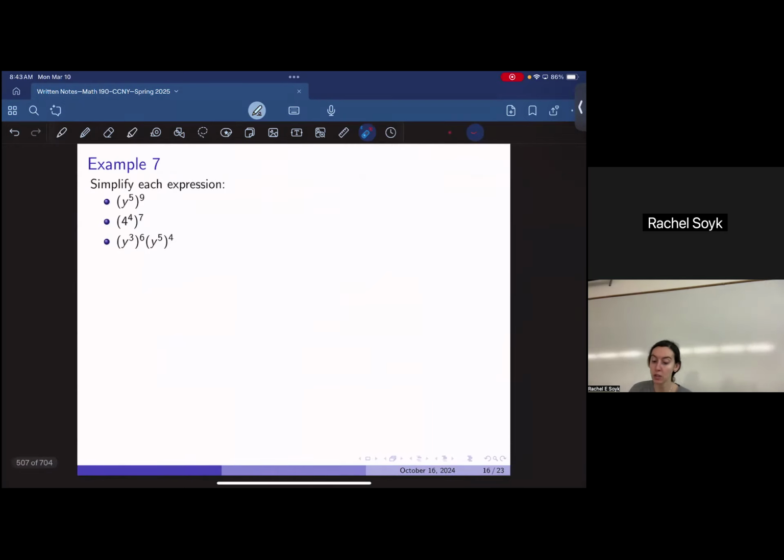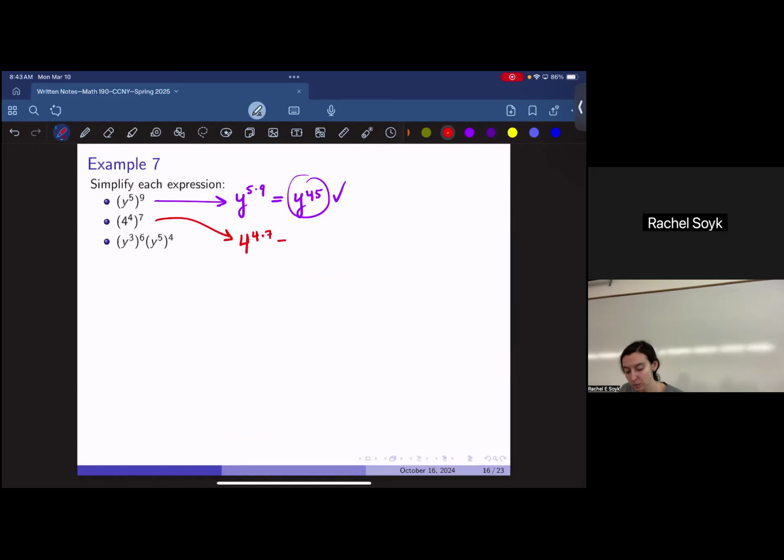And so now knowing this rule, let's apply it to these few examples. Y to the 5th raised to the 9th gives us, what's 5 times 9? Good. So y to the 45th. What about 4 to the 4th raised to the 7th? Multiply the exponents, and what do we get? 4 to the, not 24, 28. Yes, nice.